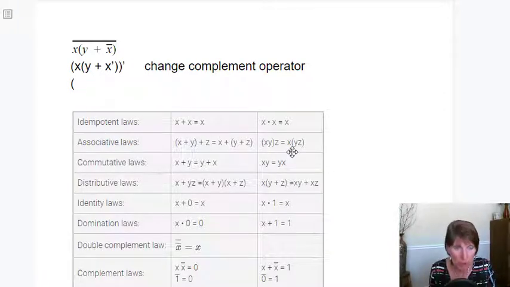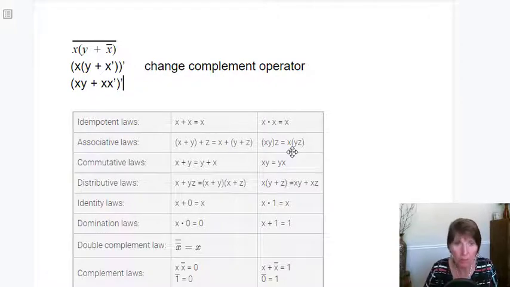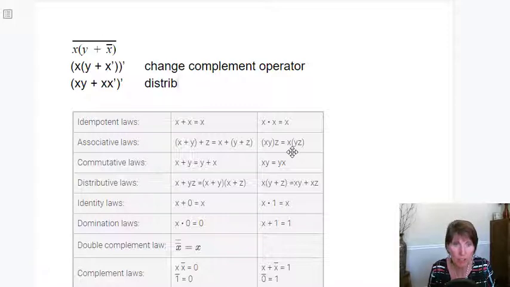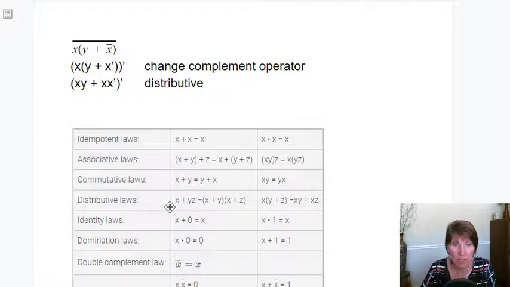So we're going to distribute that x times into each of those terms. So it becomes x times y plus x times the complement of x. And there we still have the complement of that whole thing. And so that's the distributive, and it's that version right down here.